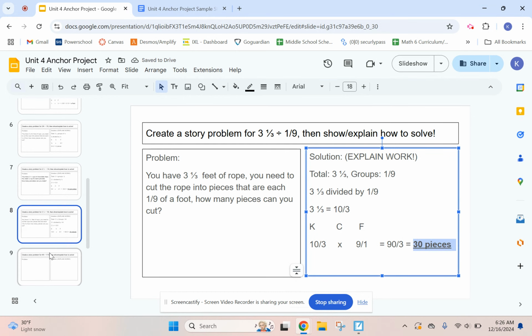All right, let's keep going. Again, 3 1/3 becomes 10 over 3, divided by 1/9, so times 9 over 1. If you do your keep, change, flip, 90 over 3 gives you 30.